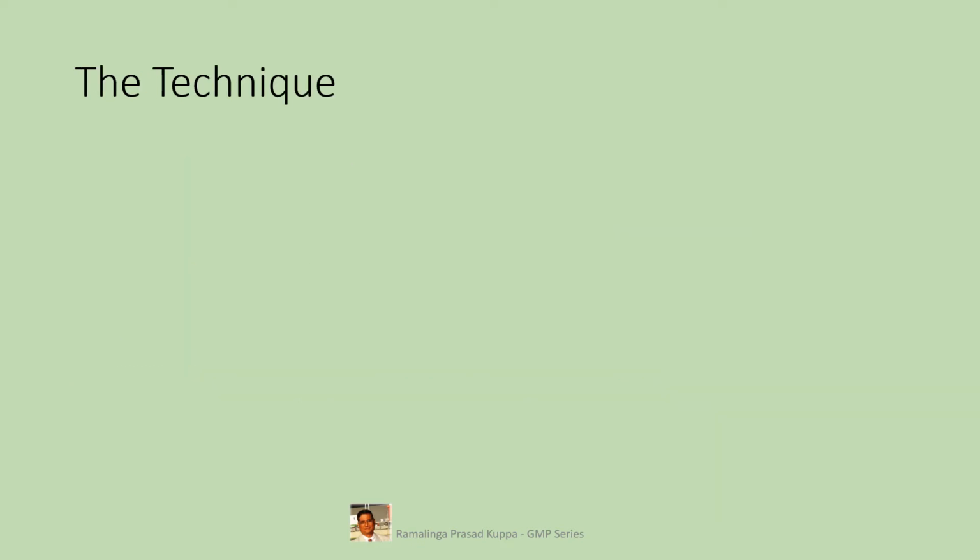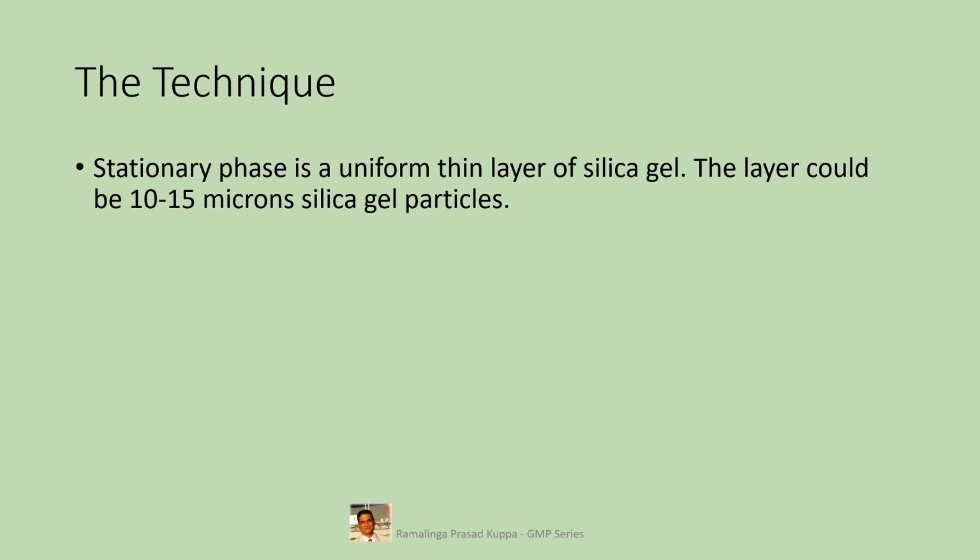Let us see the details of the technique. The stationary phase is a uniform thin layer of silica gel. The layer could be of 10 to 15 micron silica gel particles. Stationary means non-moving, so in chromatography, the stationary phase is fixed and does not move. In TLC, the stationary phase is a thin layer of silica gel on a glass plate. Commercial coated plates are also available in 20 by 20 centimeter sizes.